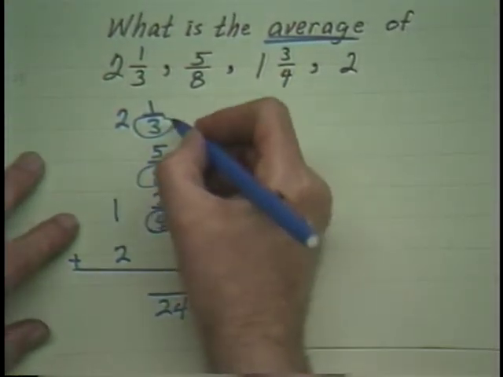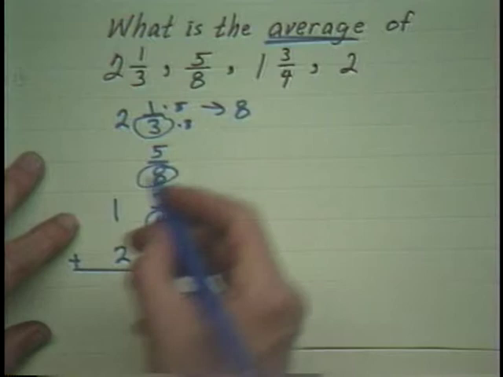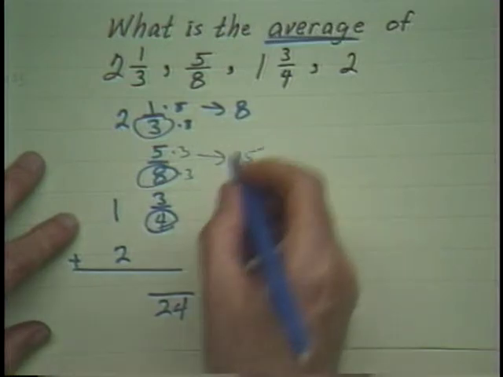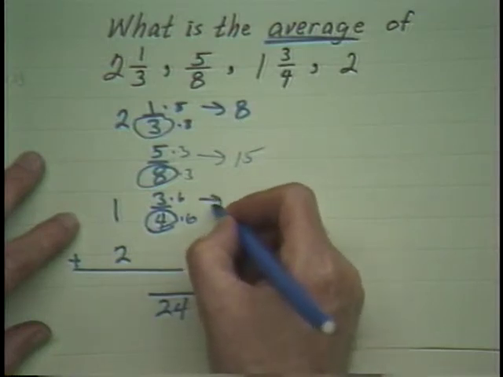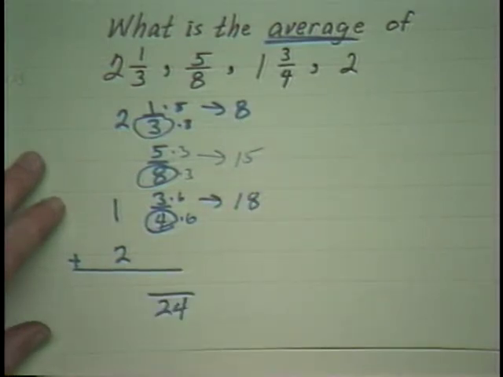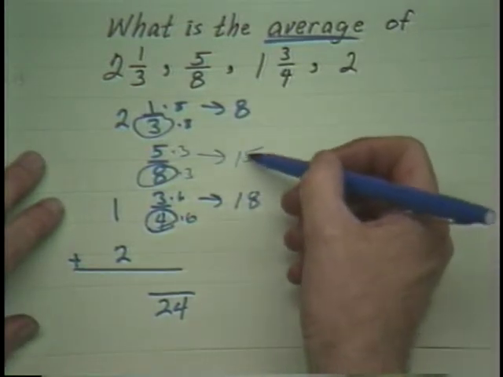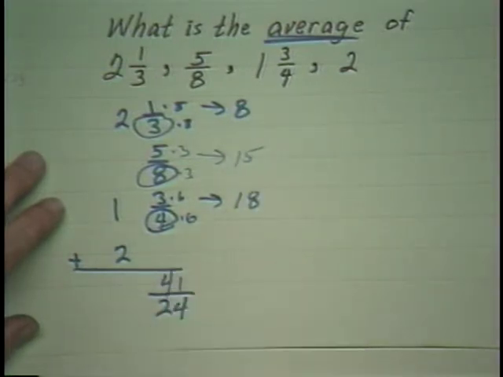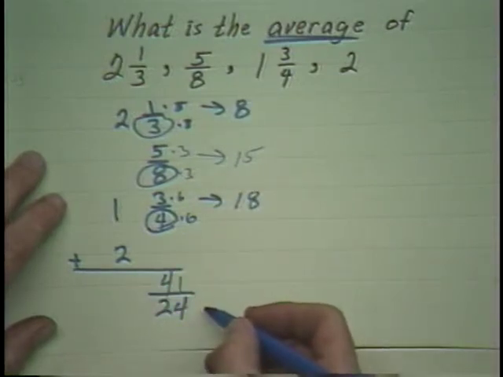So I multiply top and bottom here by 8 to get 8/24s. Top and bottom here by 3 to get 15/24s. Multiplying top and bottom here by 6 to get 18/24s. Adding the numerators, and we get 16, 21, carry the 2, 41/24s, and 41/24s as a mixed number.